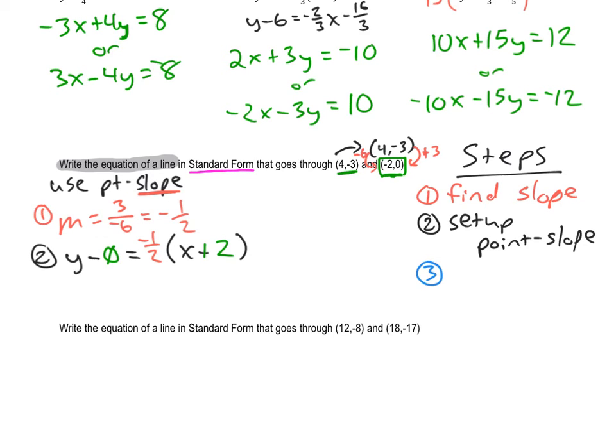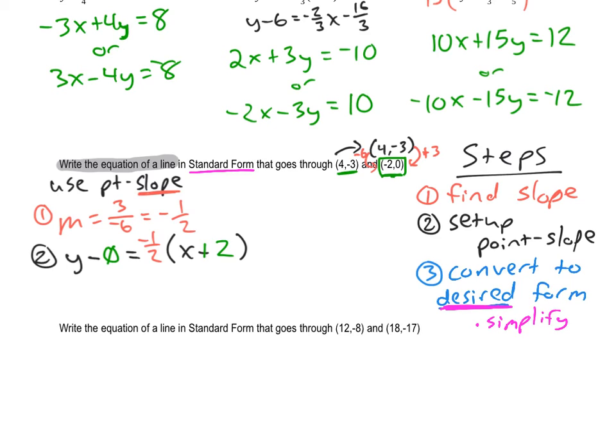Okay, so step 3 is convert to desired form. That just means whatever they're asking for. For us, they're asking for standard form up there. They want standard form. So we're going to do a few things here to get standard form. First thing is simplify.